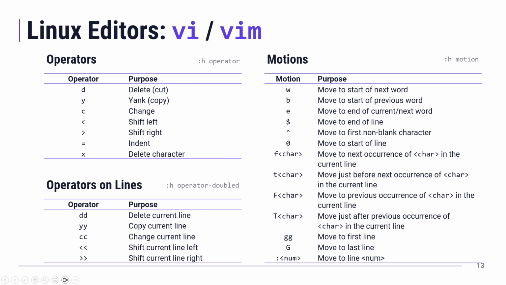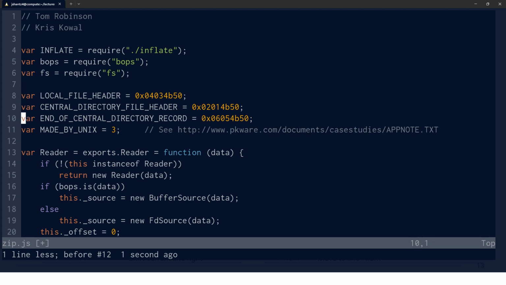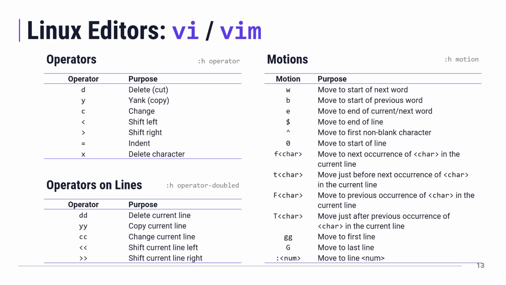So some of the motions here, to move to the start of the next word, I'm going to use W. So if I press W, that moves me ahead. Now, its definition of what a word is can vary depending on what sort of syntax you have in here, what sort of symbols you have. But nevertheless, it'll generally move me to the next available word with W.